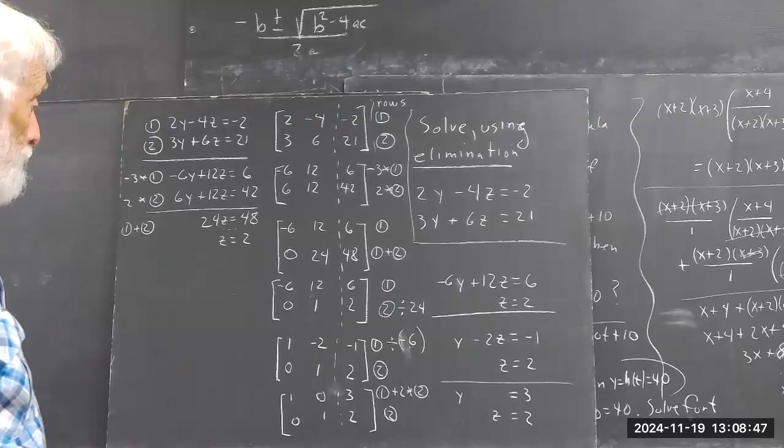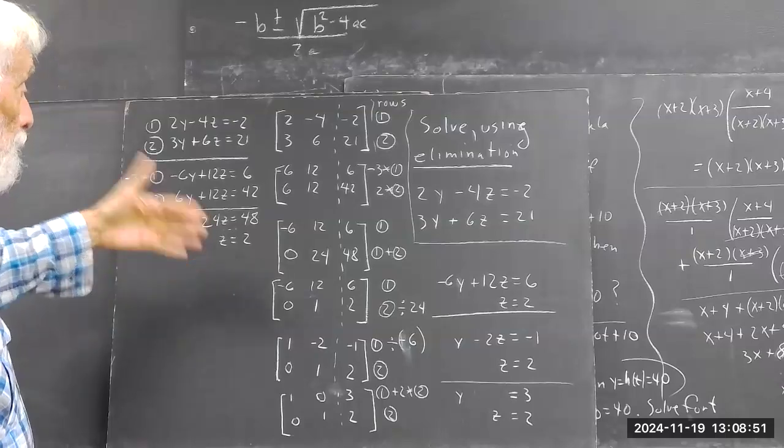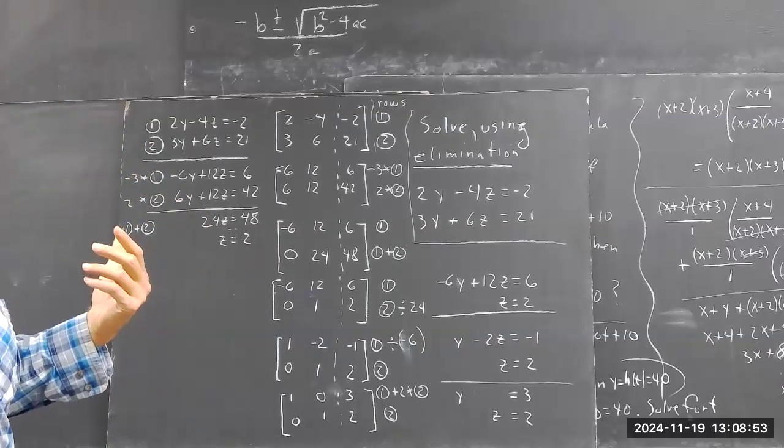Well, that's the solution. And of course, up here, if we substitute the z equals 2 back into one of the equations, we're going to get y equals 3.